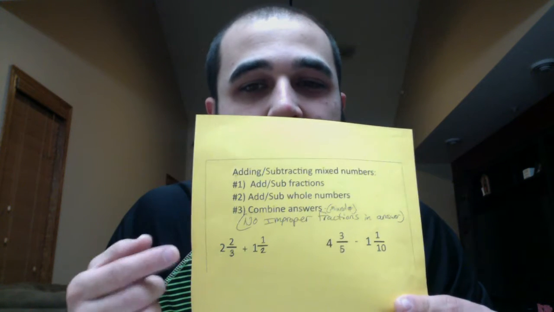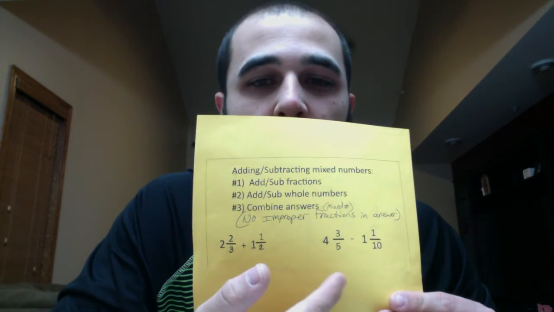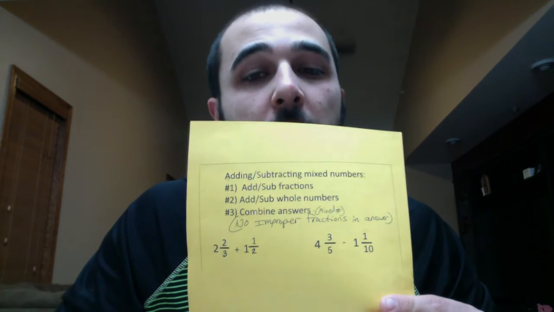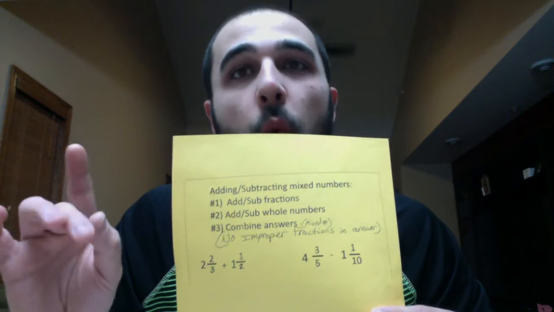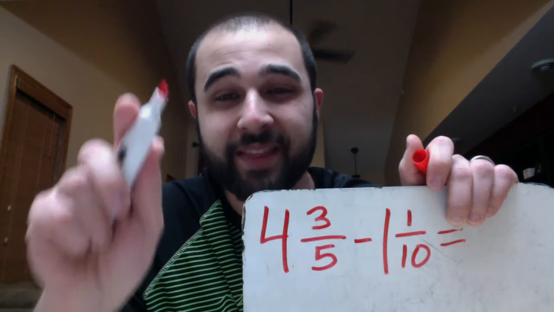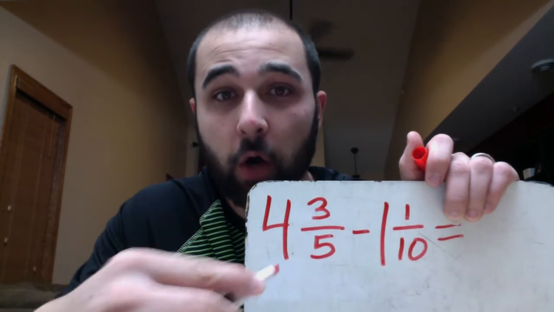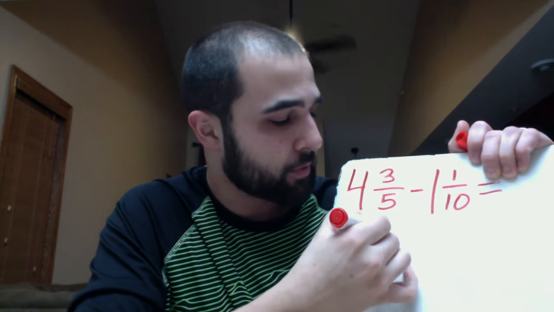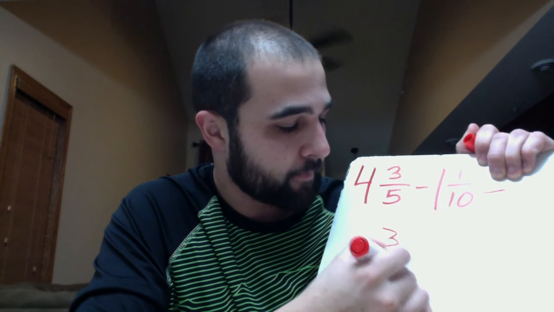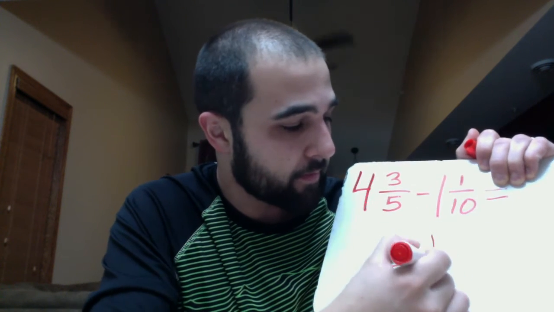So, this example that we did, we're going to go ahead and do that as well. 4 3/5 minus 1 1/10. So, to start us off, we need to separate those fractions. Make sure you keep them in the same order that they are in right here. So when I rewrite these, I need to put the 3/5 first, and then the 1/10.